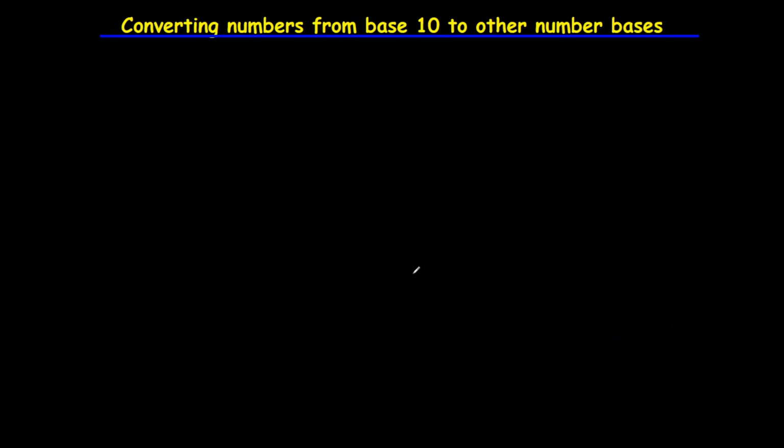Now, let's talk about converting from base 10 to other bases. Let's convert the number 9 to base 2. So to convert 9 to base 2, we'll just basically write the number and the base in this format, and then we divide.